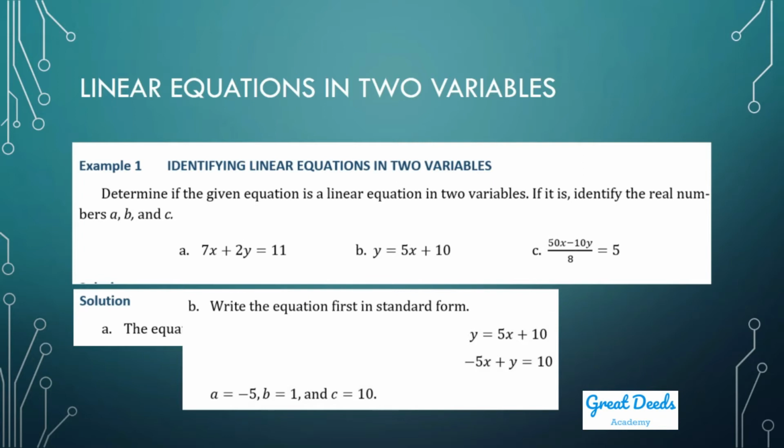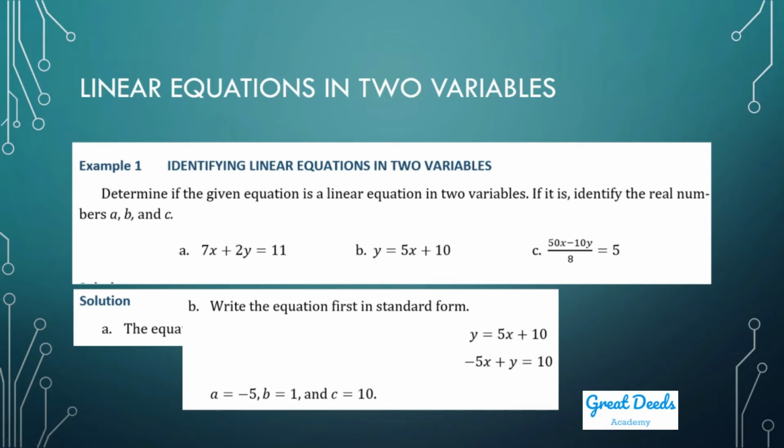How about letter B? y is equal to 5 times x plus 10. Let us write it in standard form. From y is equal to 5x plus 10, by transposition it becomes negative 5x plus y is equal to 10. A is negative 5, B is 1, C is 10.